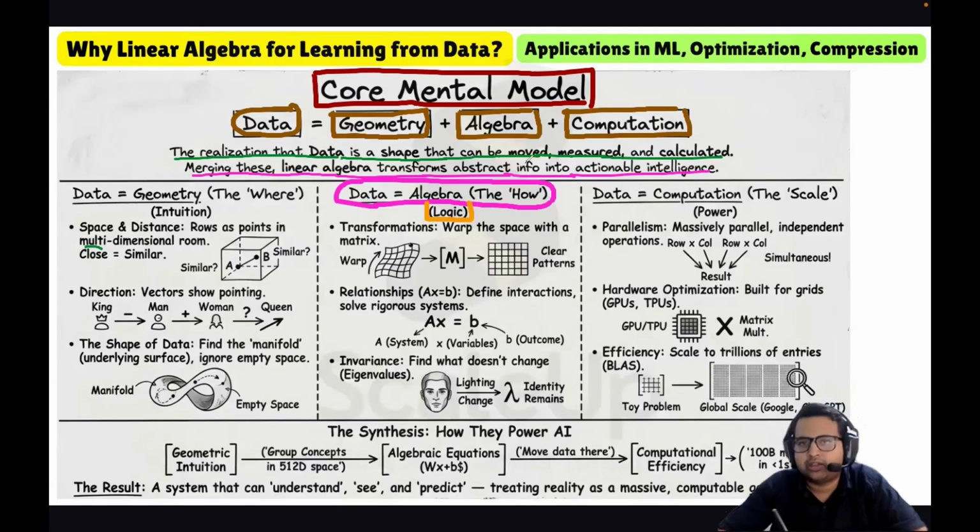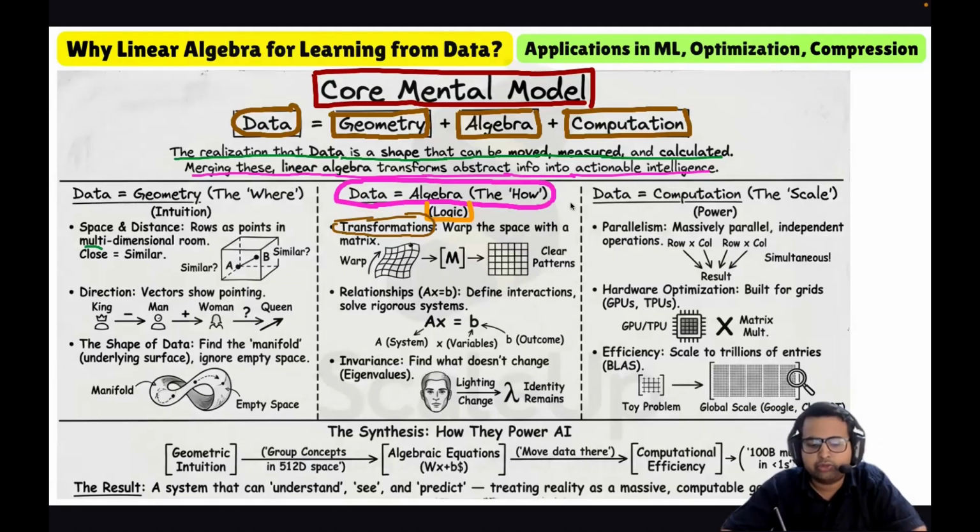How can we do that? What logic should we apply? That is what "data is equals to algebra" is about. Here we are talking about transformations: how we can transform data. Algebra allows us to warp the space.